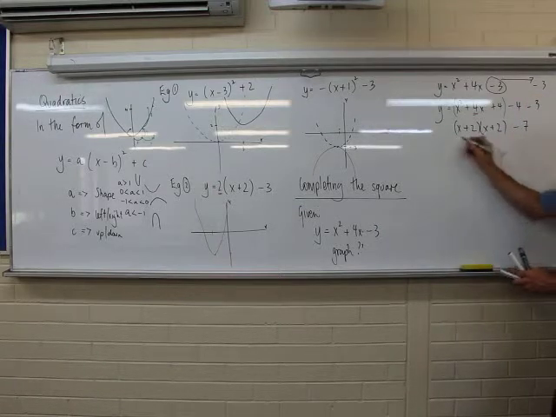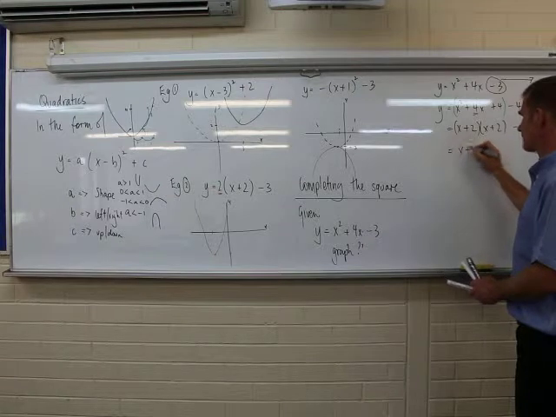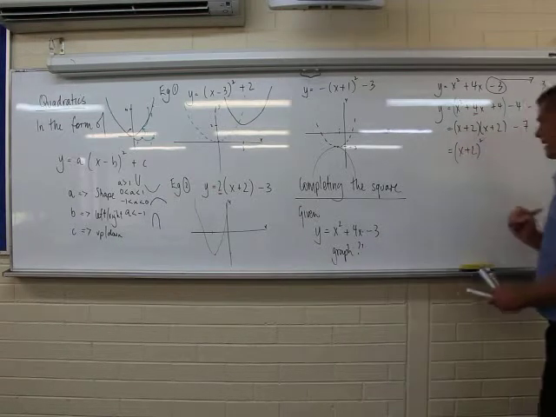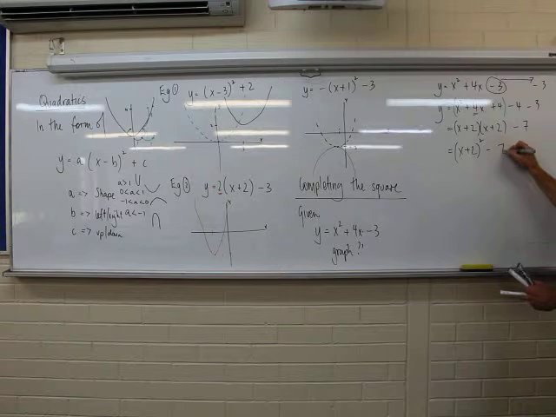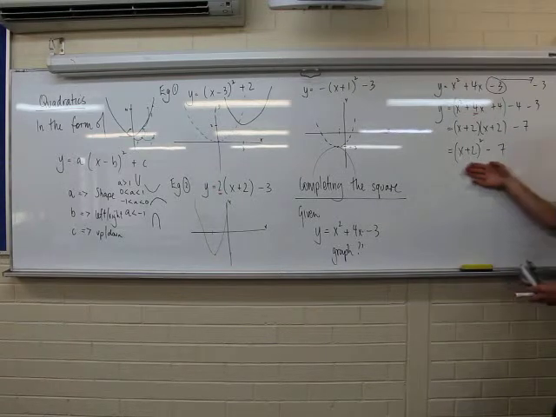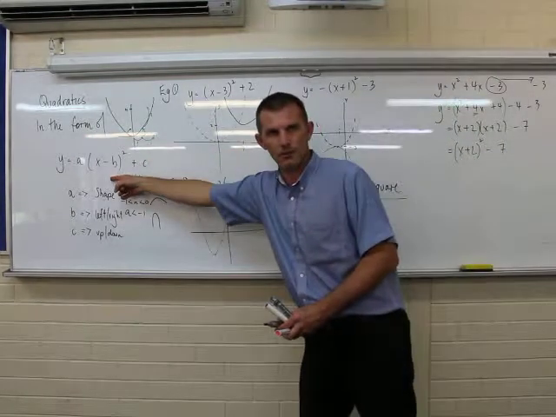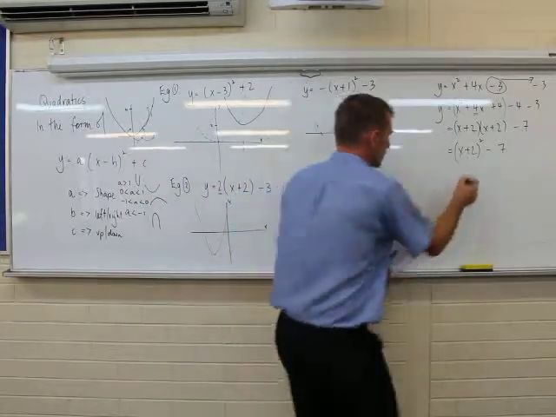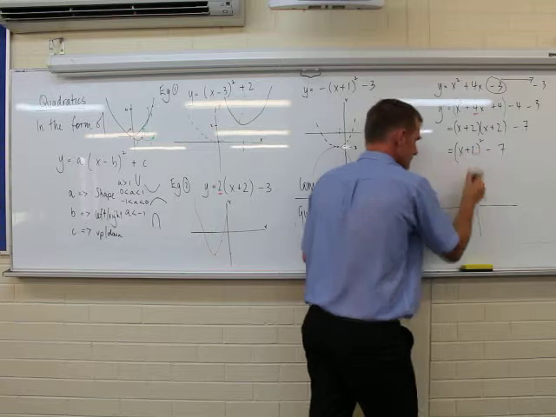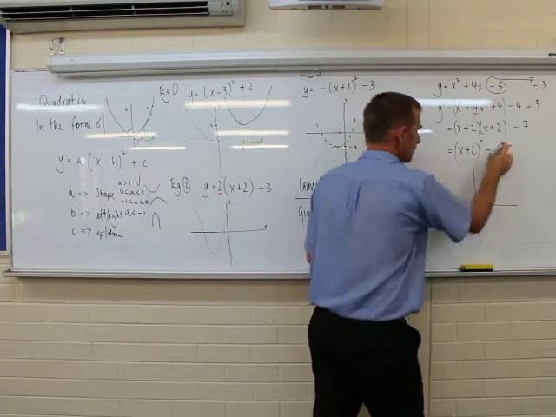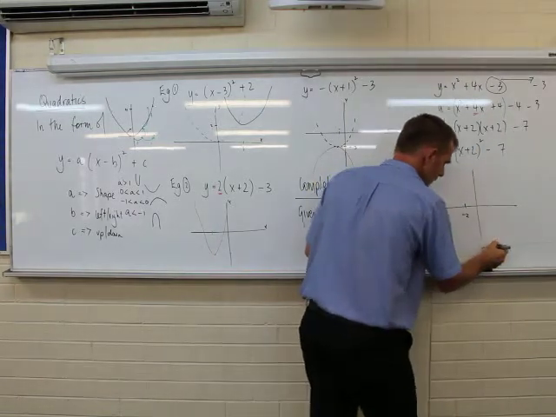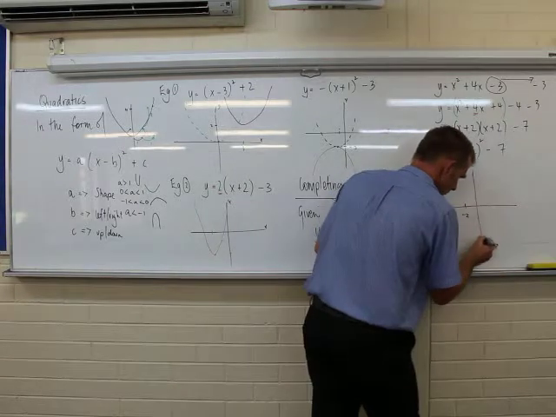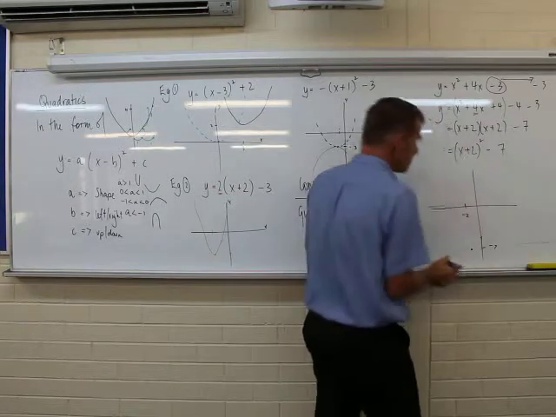Isn't this the same thing? So won't this just become x plus 2 squared minus 7? And isn't that now in this format? So we can go ahead and do our normal graphing of it. What is it going to look like, this one? Minus 2, so we're going to be over here at minus 2. Minus 7, we're going to be way down here at minus 7. So we're going to be about here.